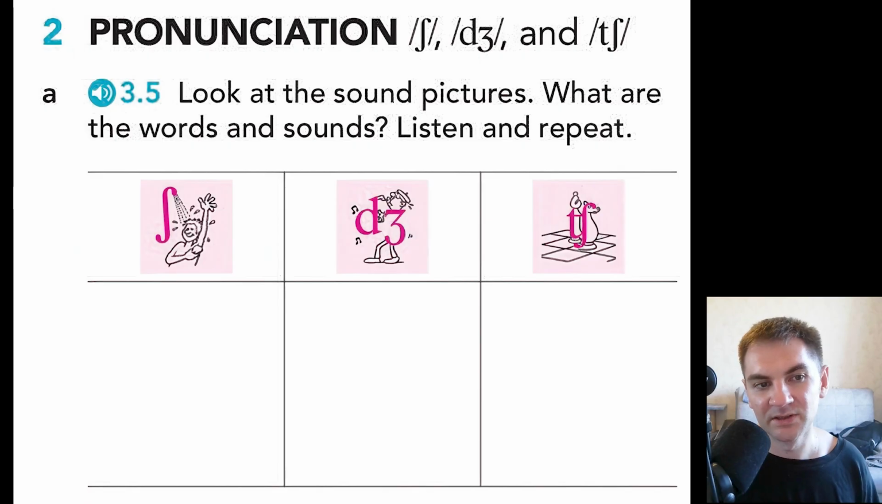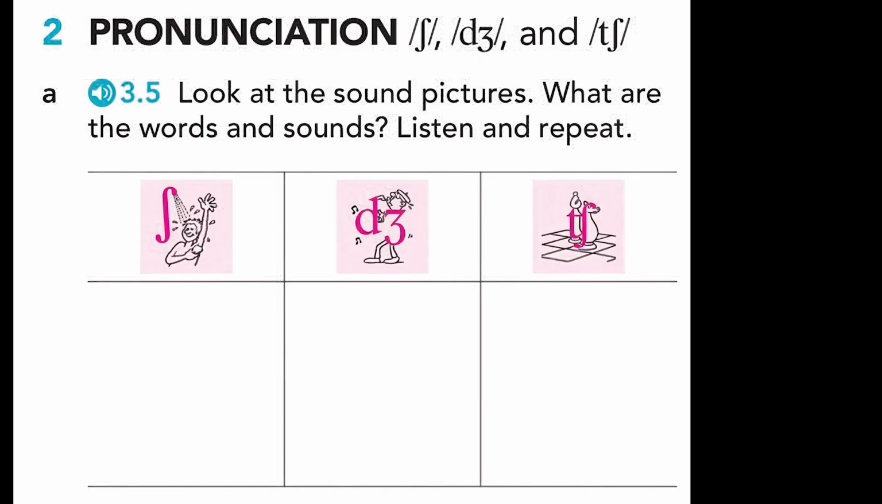Part number 2. Pronunciation. A. Look at the sound pictures. What are the words and sounds? Listen and repeat. Just listen to the audio and repeat after the speaker. 3.5. Shower. Sh. Jazz. J. Chess. Ch.